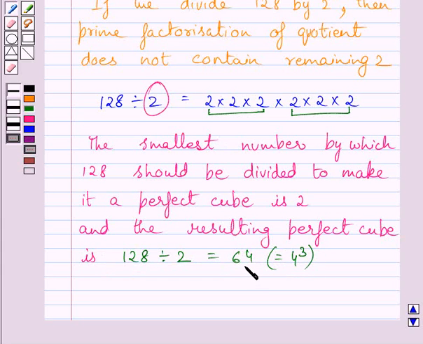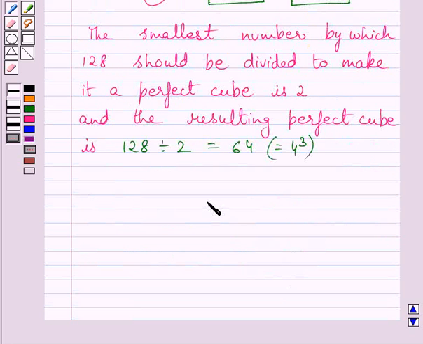Or we can say 64 is equal to 4 cube. So our required answer is 2.